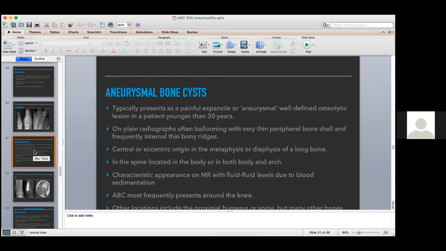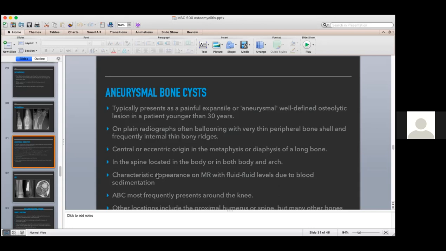ABCs, aneurysmal bone cysts, typically present as a painful expansile, well-defined osteolytic lesion in young patients that's less than 30 years old. We see them on plain radiographs as a ballooning lesion. And normally we have what we call a characteristic appearance, both on MRI and even on plain X-rays. So on MRI, we have what we call fluid levels.